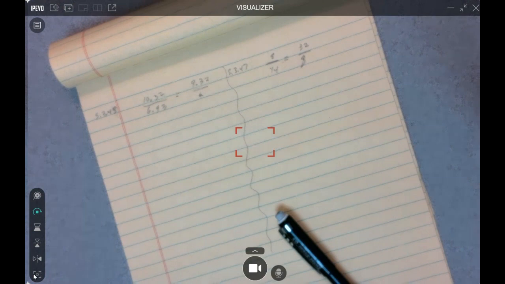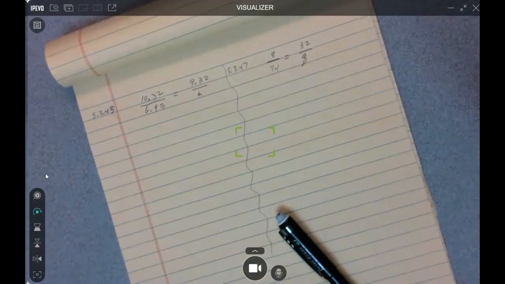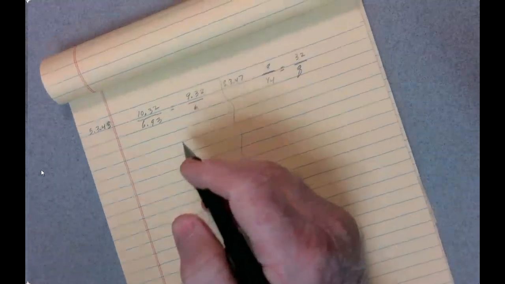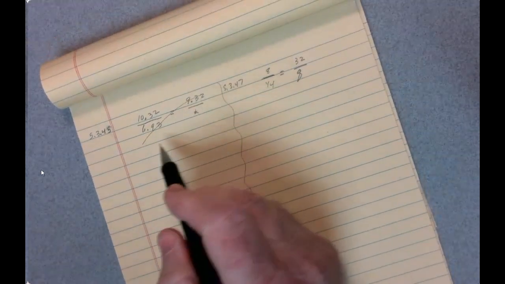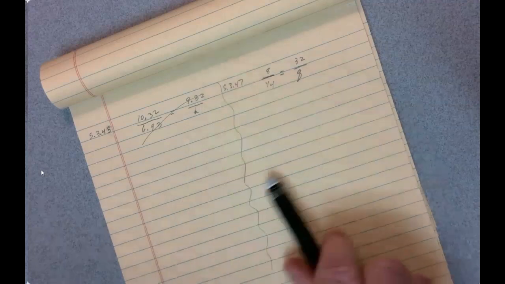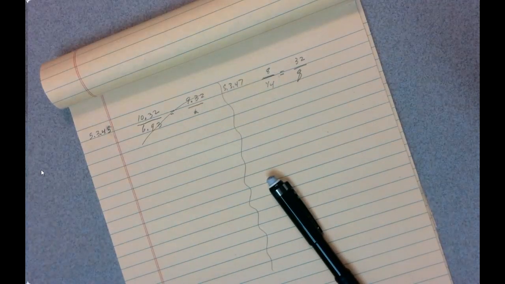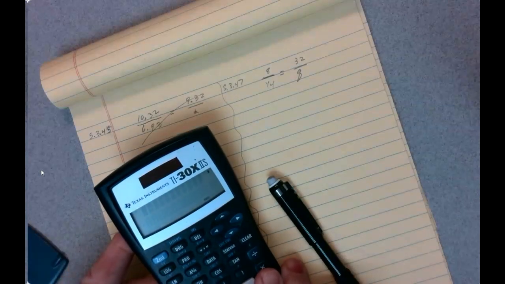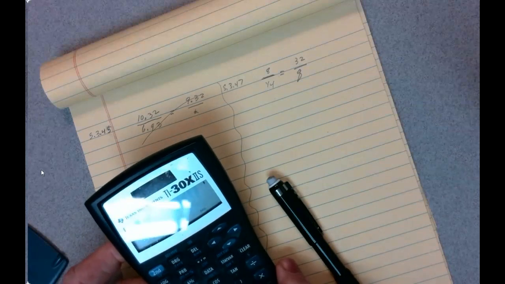Let's focus here, get a little clearer maybe. That helped a little bit, didn't it? So now, all I'm going to do is cross multiply 6.93 times 9.32, and I'm going to use my calculator to get that result. Here we go. It's simple multiplication on the calculator. I'm just going to say 6.93 times 9.32.